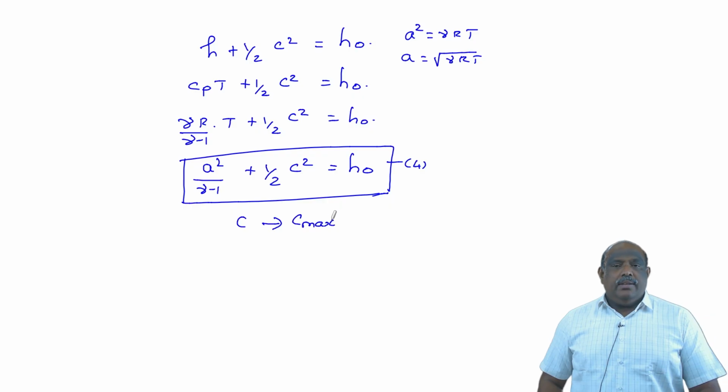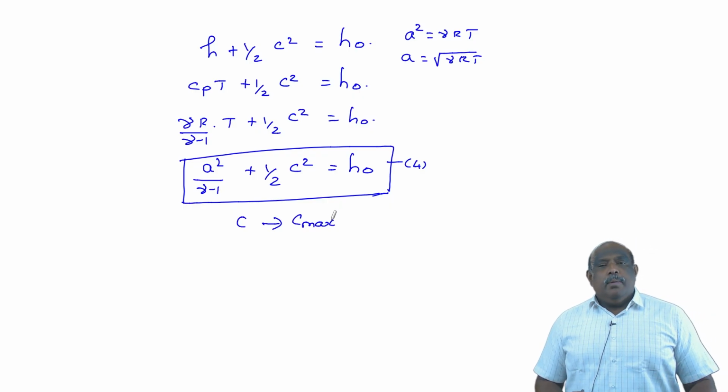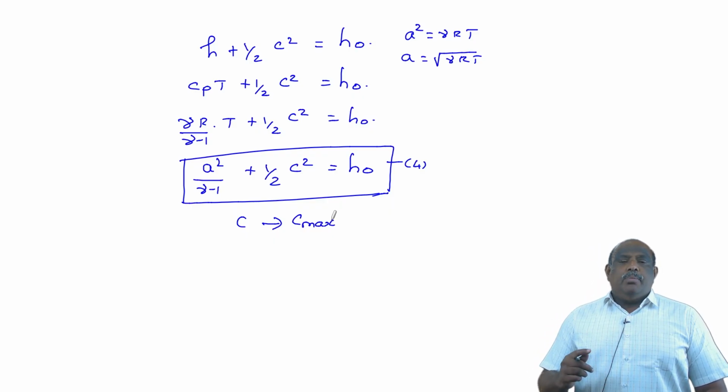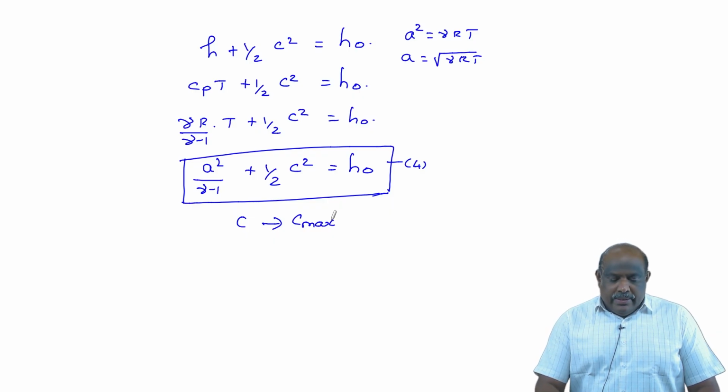Now I want you to think and tell me when C will become C max. I will repeat the question. You please see equation number 4. A squared by gamma minus 1 plus half C squared equal to H naught. Here I want C to be C max. So when will C become C max? When this term becomes 0.